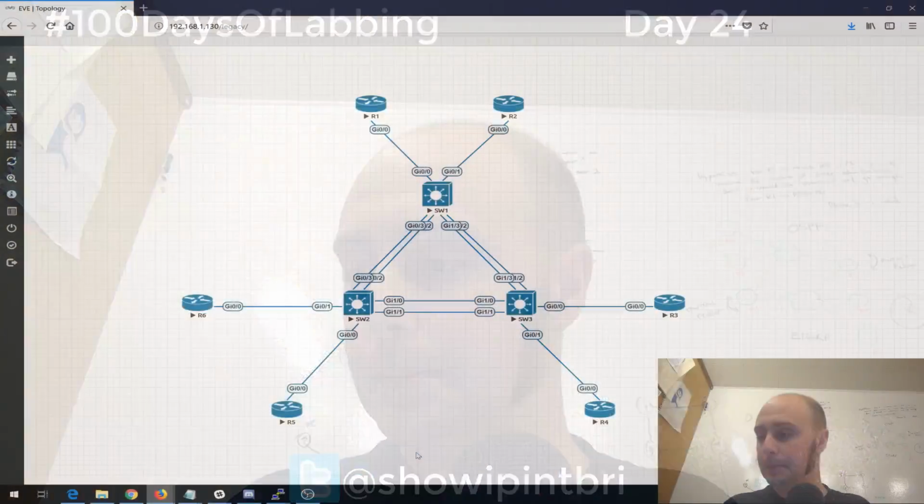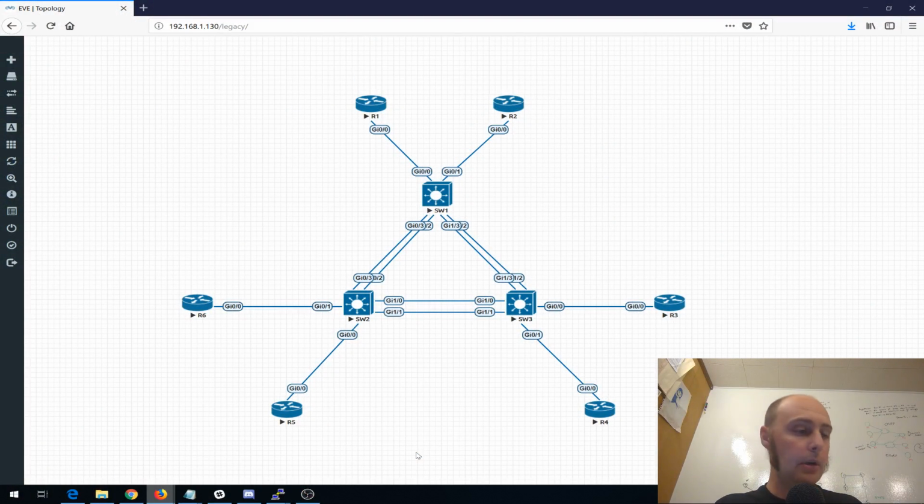So let me pull it up on the screen and show you guys what I'm working with here. Okay, so here's my topology. This is the 6-shooter. It has 6 routers, 1, 2, 3, 4, 5, and 6 around the edge, and 3 switches in the middle. I love this topology.